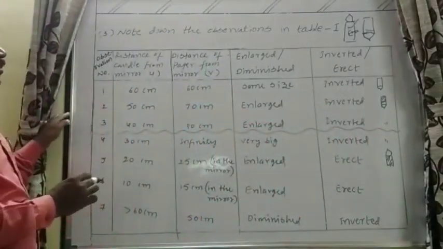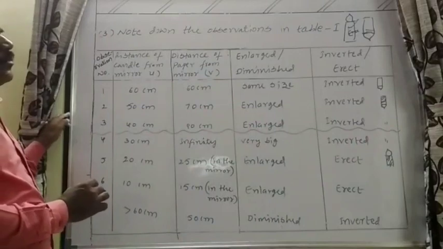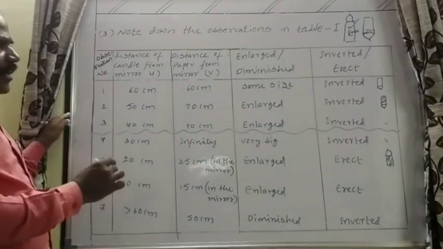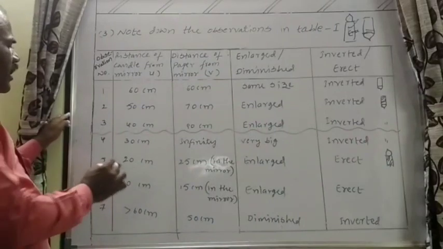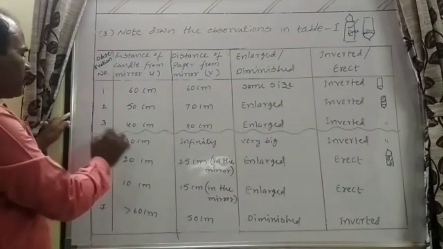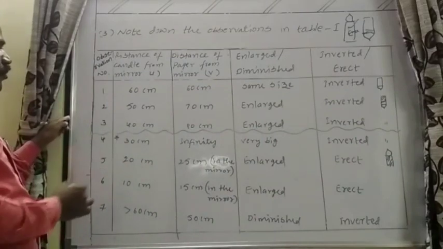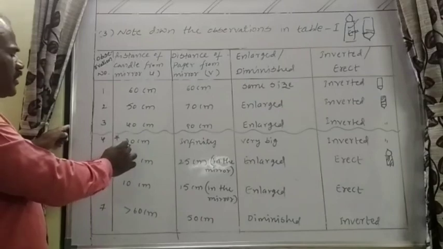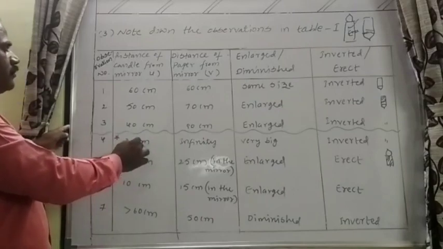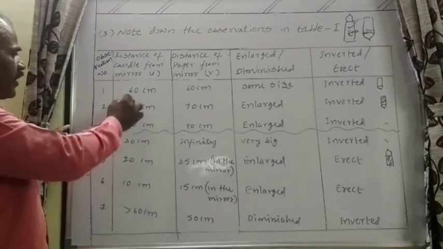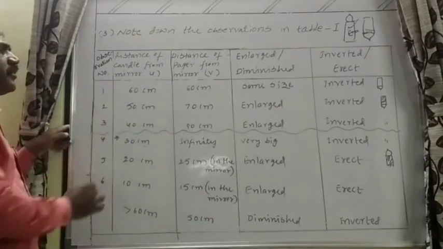We know the focal length of the concave mirror. Here, the focal length of the concave mirror is 30 centimeters. Focal length of the mirror is 30 centimeters means the center of the radius of curvature is 60 centimeters.